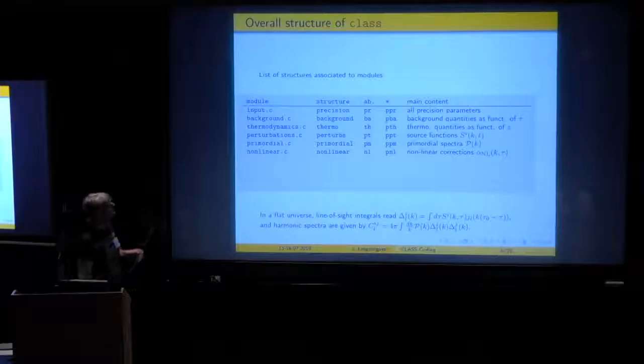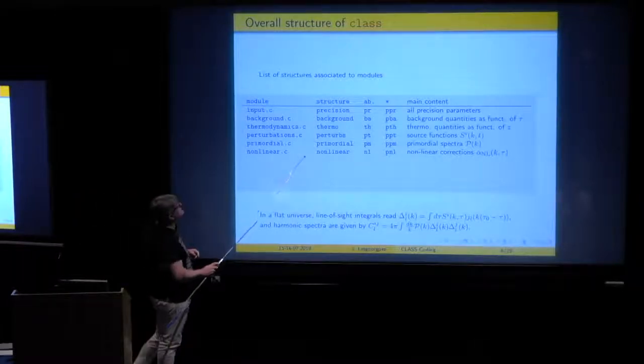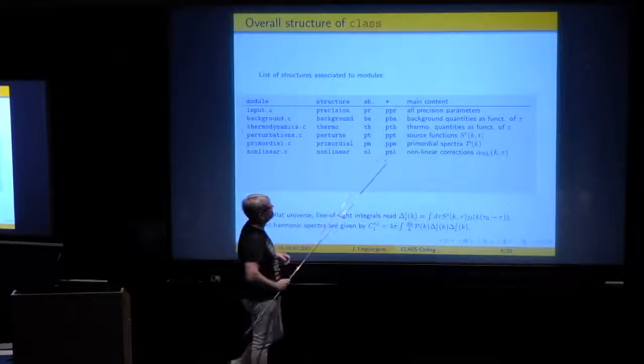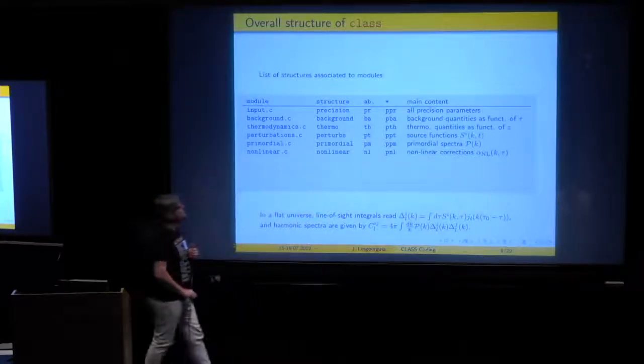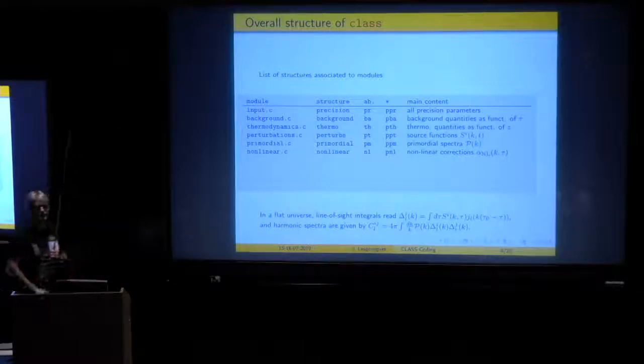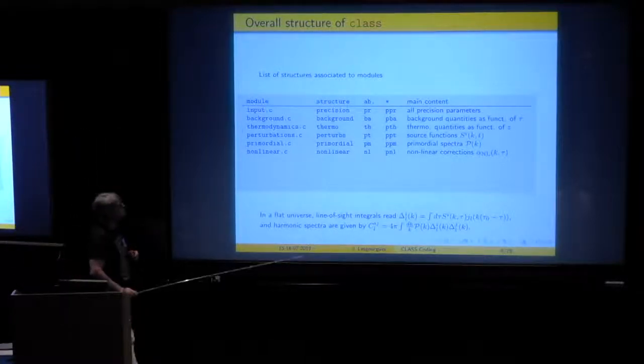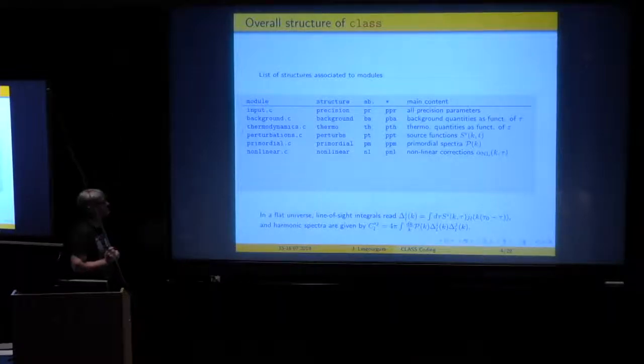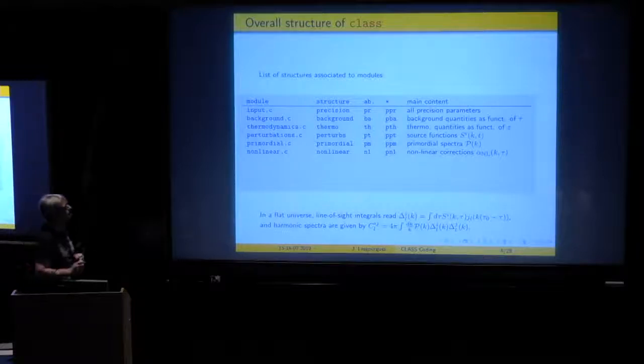The next one is called nonlinear.c. It is associated to the structure nonlinear, abbreviated in NL, with a pointer PNL. And its goal is to compute this nonlinear corrections factor. So to do that, the code is calling HaloFit. I will tell you this afternoon that we also have HM code implemented and we will release it soon.